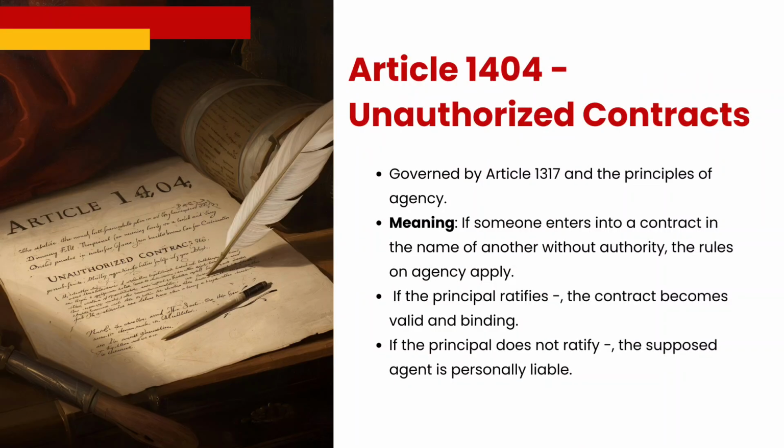Article 1404 directly refers to Article 1317, which explains that a contract executed in another's name without proper authority is unenforceable. This means that the unauthorized contract lacks legal effect until the owner of the rights or property involved gives their consent or approval.